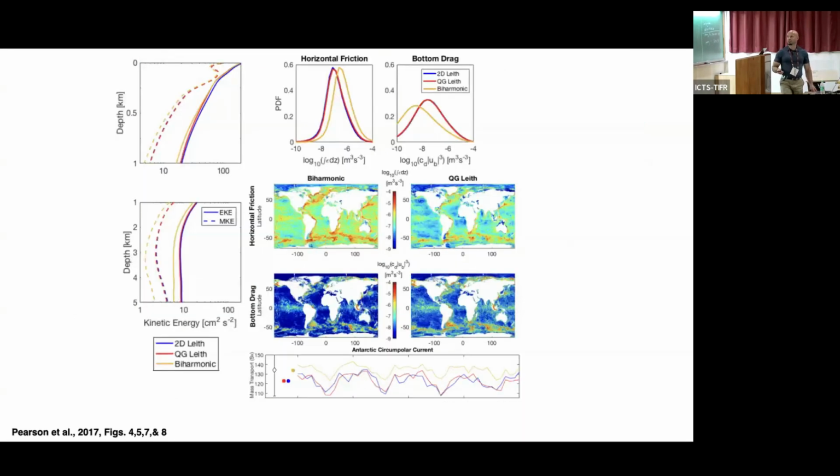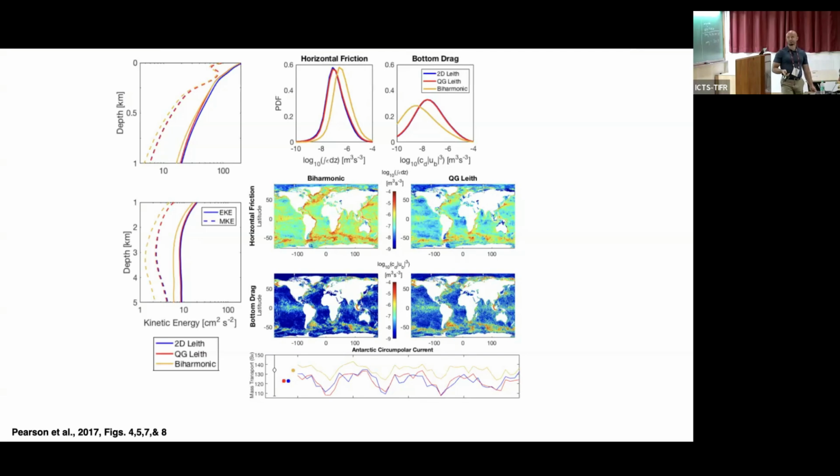We looked at a lot of other things too. I think the most interesting thing to take away from these slides is probably given up here. That compared to biharmonic friction, so here's the PDF of the dissipation. We're dissipating less than biharmonic did. So basically we shifted these PDFs over to the left. But what ended up happening instead is that we actually moved that dissipation over into bottom drag.